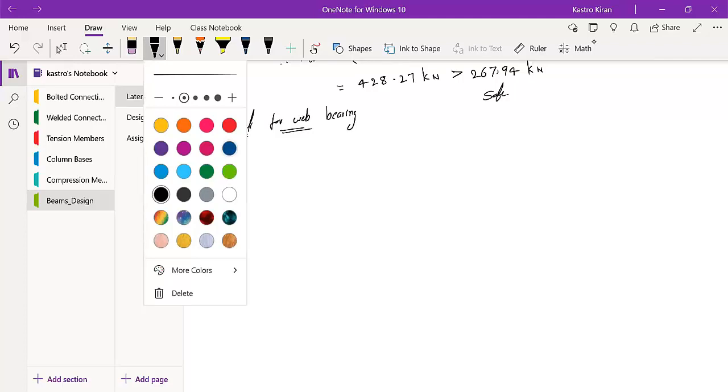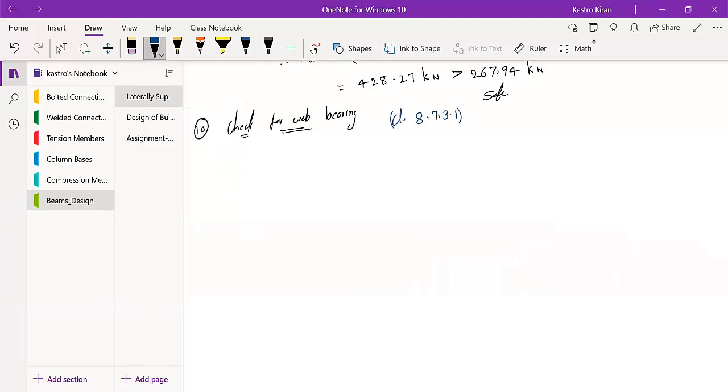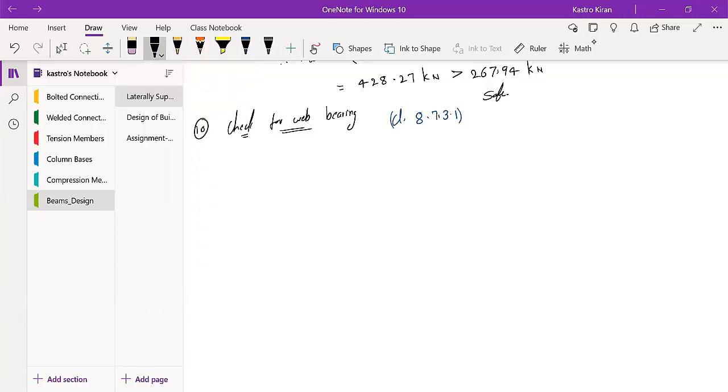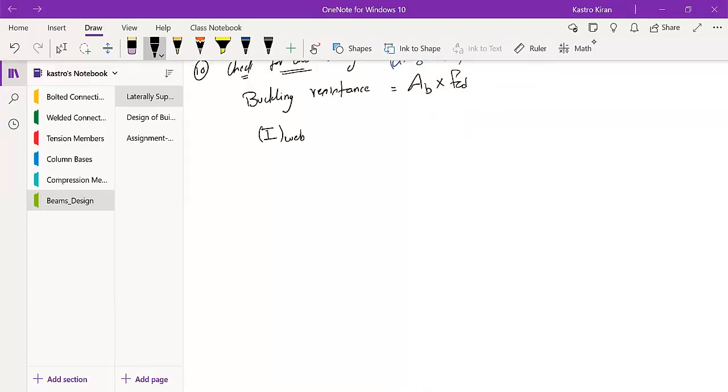This is obtained from clause 8.7.3.1 of IS 800:2007. If you refer to this clause, it talks about the check for web buckling. Here we have a formula: buckling resistance equals AB into FCD. I'll let you know how to solve for AB and FCD. Before solving, you need to find the moment of inertia of the web alone.